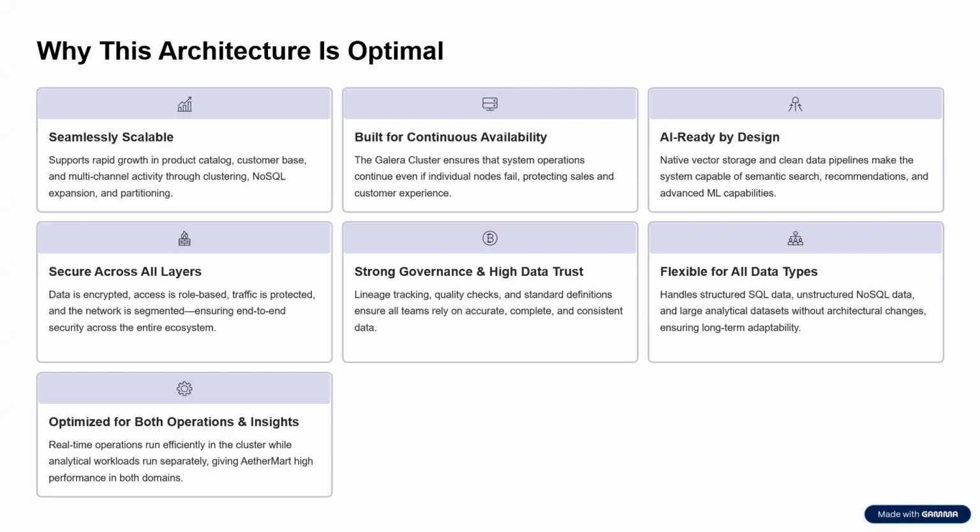Data governance is strong, and it ensures that we rely on accurate, complete, and consistent data. Then it is flexible for all data types because we have a hybrid architecture, right? We have structured as well as unstructured databases both working together. So basically, it is optimized for both operations and insights. Both transactional things are handled as well as insights. So this is the final architecture that should be built for a company like Aethermart.